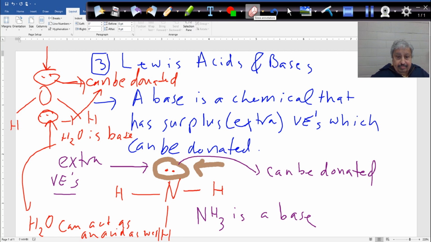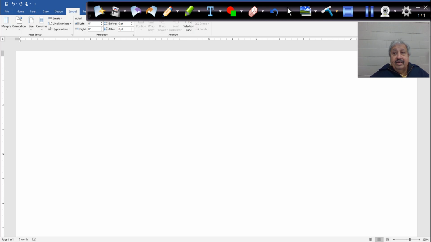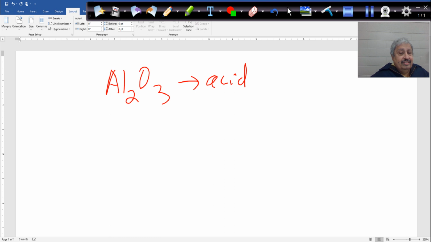So we'll do some examples here. Can I take this one out? Everybody has it? Okay. Now, some compounds you'll be astonished to see, like aluminum oxide. If you test aluminum oxide, it is acting as an acid.